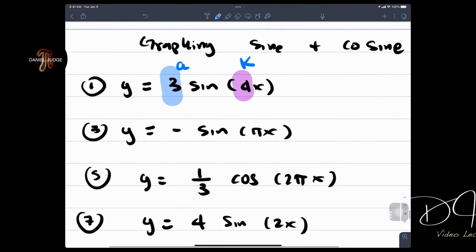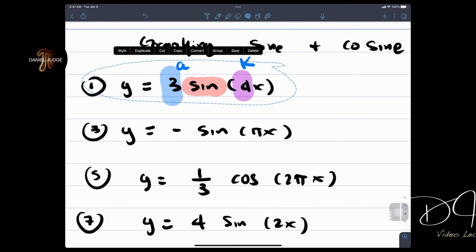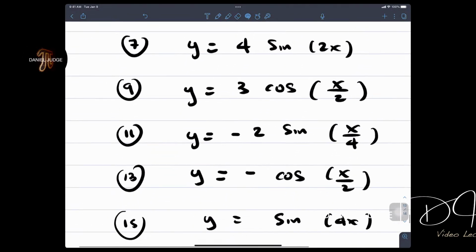Just go away. Okay? So we're going to work with this information here. And remember, this is going to be the sine curve. We're going to graph sine. So this is all going to be important information for us.